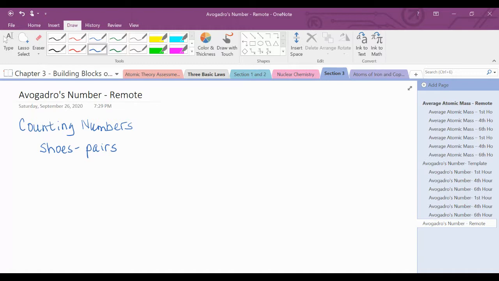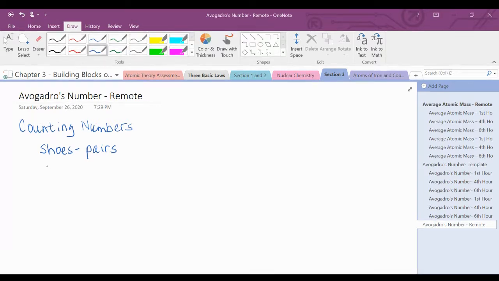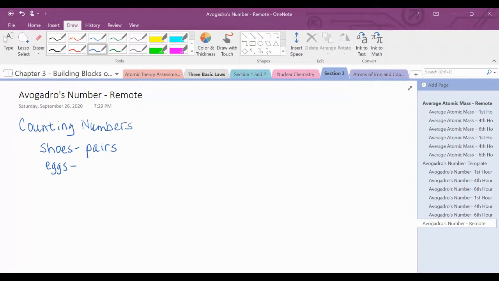Let's talk about going to the grocery store. So I go to the grocery store and I want to buy eggs. And for the most part, eggs come in a counting number called the dozen. So we should know a pair means two, a dozen means 12.